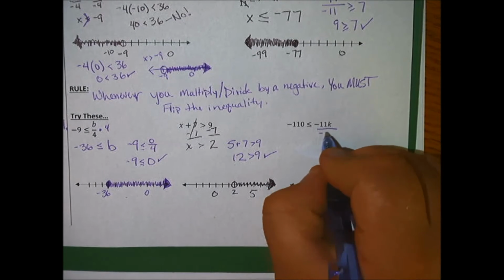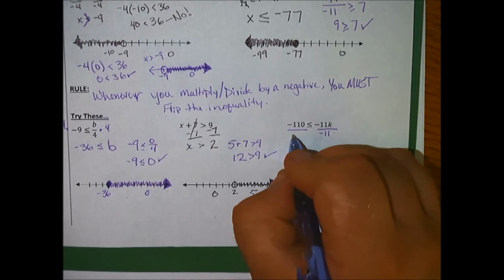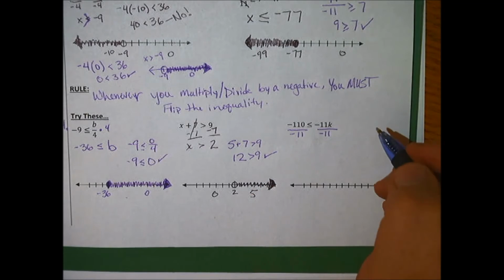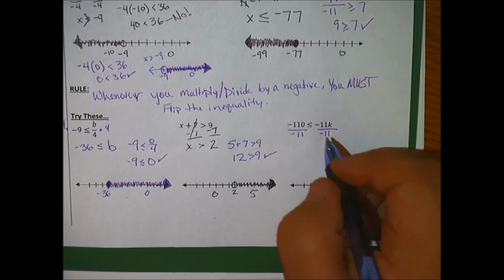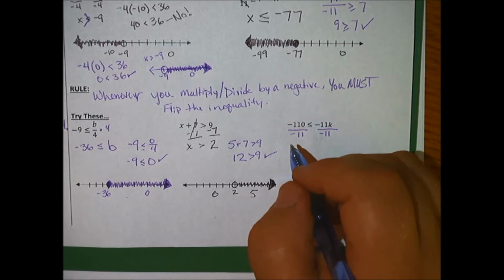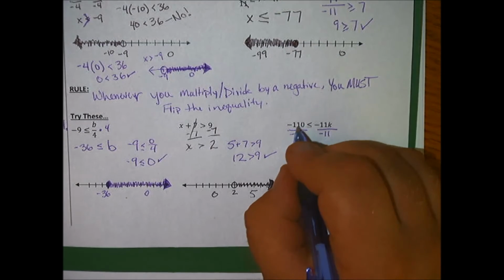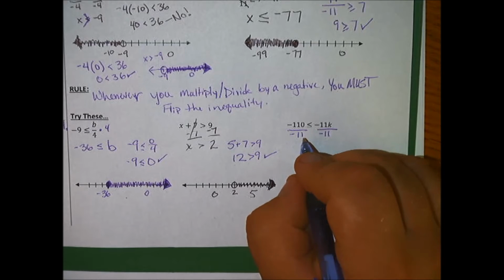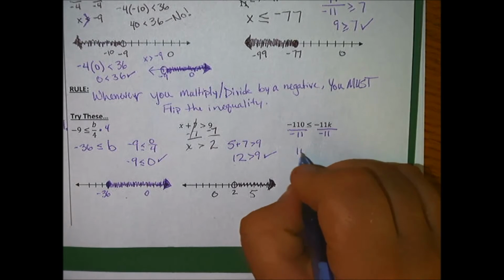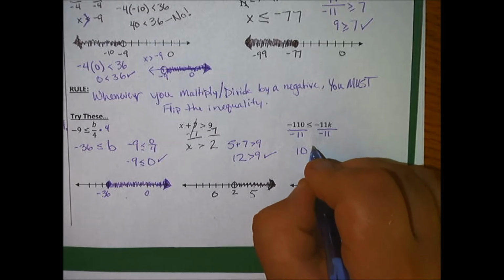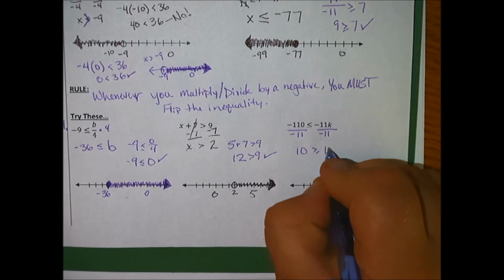To solve this, I want to divide by negative 11. Uh-oh, dividing by a negative. What do we do? Don't freak out, all right? All you got to do is flip that inequality. And when you figure that out, negative 110 divided by negative 11 is a positive 10. Flip the inequality, and K.